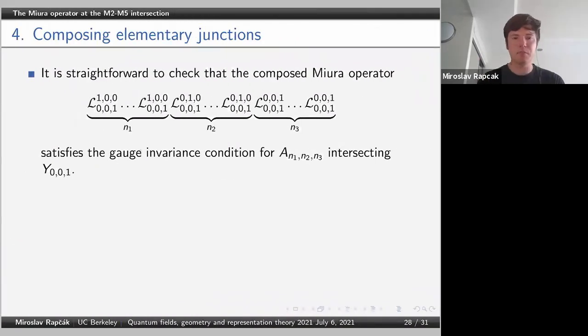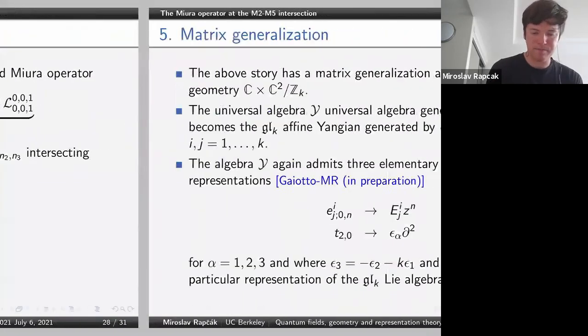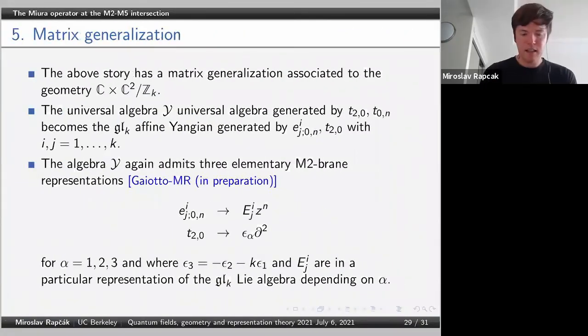Okay, and analogously to the previous discussion, it is straightforward to check that one can compose the Miura operators of the three different types. And they do satisfy the gauge invariance condition for the A, N1, N2, N3, intersecting Y0,0,1. And the whole story has actually a matrix generalization. You can just basically lift everything into matrices.